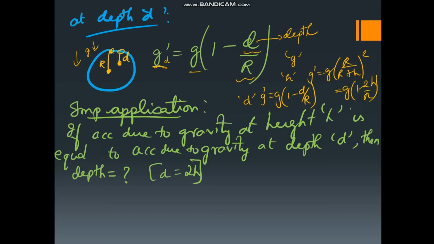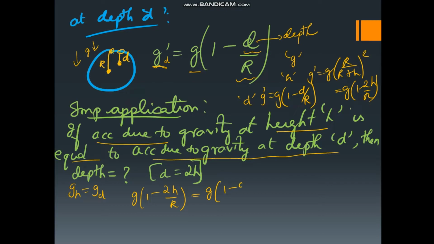Now let us see certain important applications. First question: if acceleration due to gravity at height h is equal to acceleration due to gravity at depth d, so g at h is equal to g at d. What is the formula at height h? g into (1 minus 2h by R). At depth d, g into (1 minus d by R). If we compare both sides, g cancels and we get d is equal to 2h. This is an important application and it is a previous year question application too.